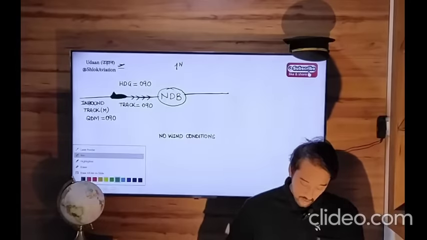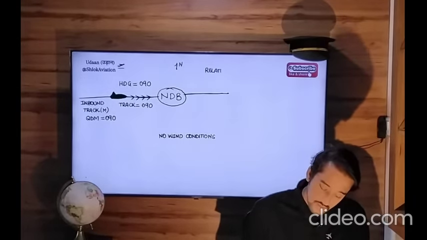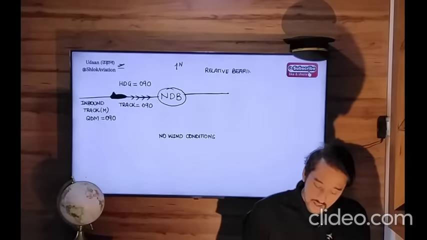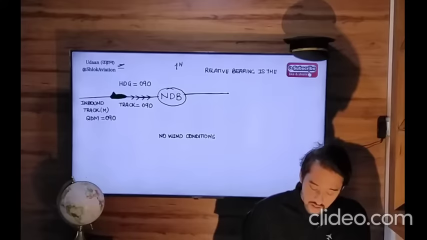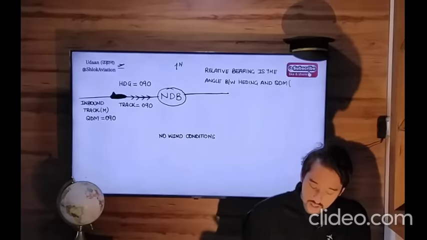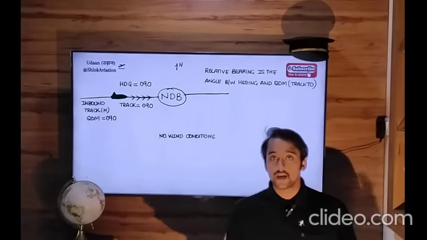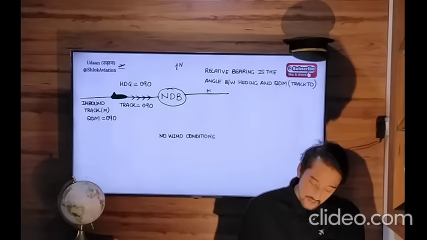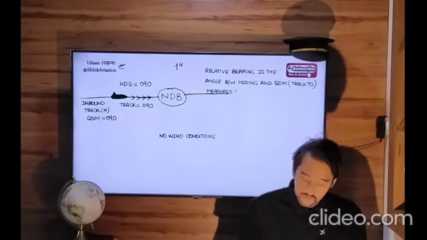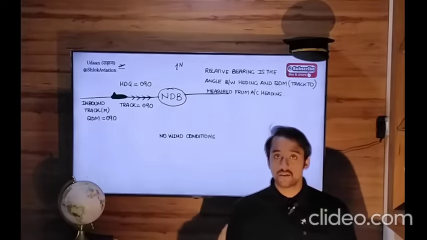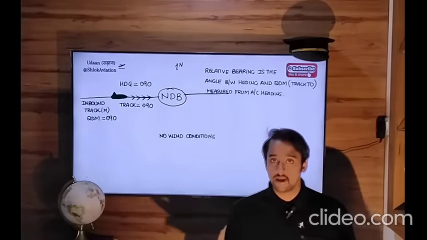Now relative bearing. What is relative bearing? Relative bearing is the angle between heading of aircraft and QDM or track towards the station. Relative bearing is the angle between aircraft heading and the track towards the station, measured from aircraft heading. So it is always measured from heading towards the track that will take you towards the station.